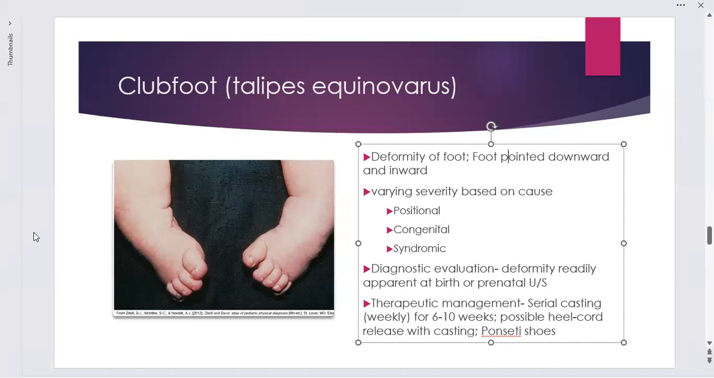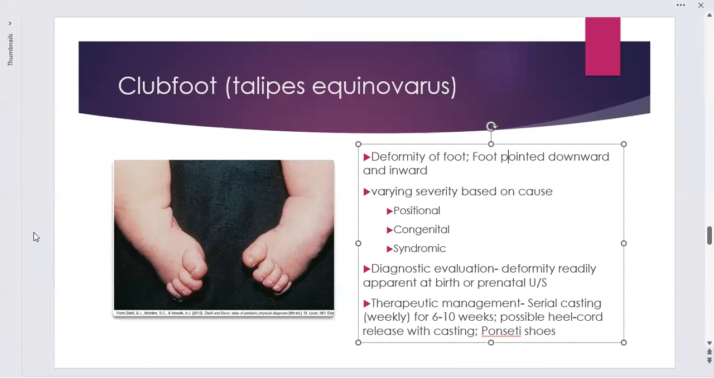Okay. As far as diagnostics, this is typically something that we can see pretty evident once that baby is born. Sometimes we can see it on prenatal ultrasound if it's a pretty great deformity. Okay. Treatment with serial casting usually is about 6 to 9 weeks. The child does have to go in weekly to get those casts changed out based on his growth and where we're at in our stretching process.